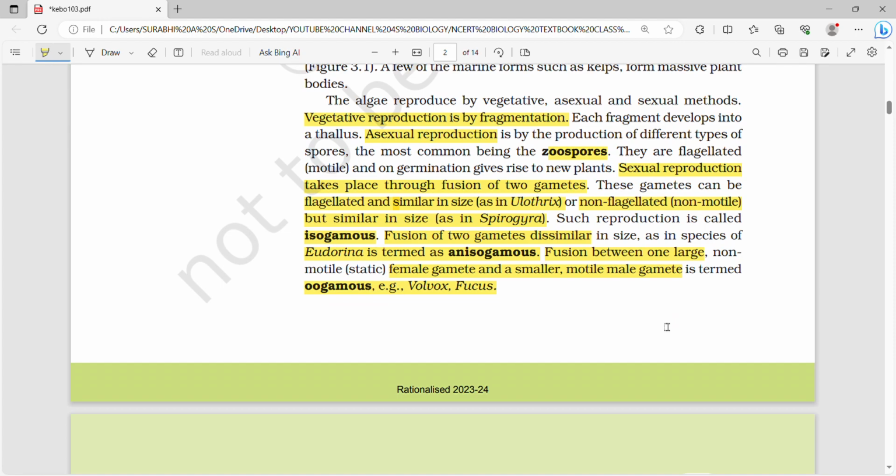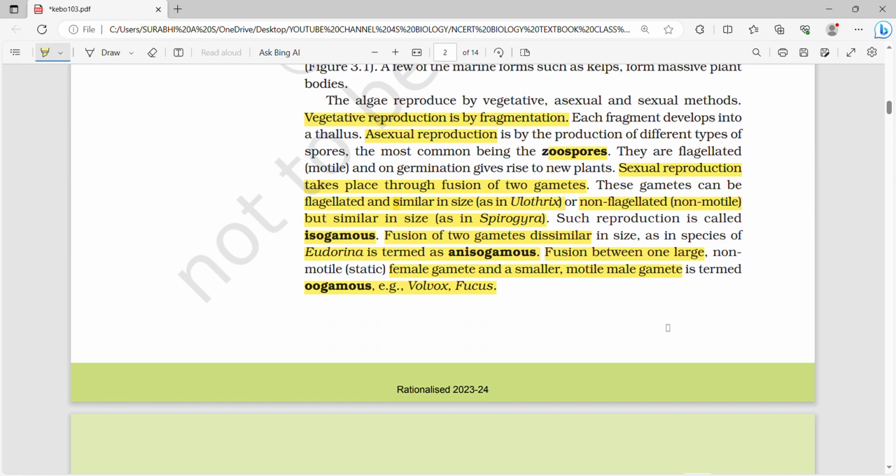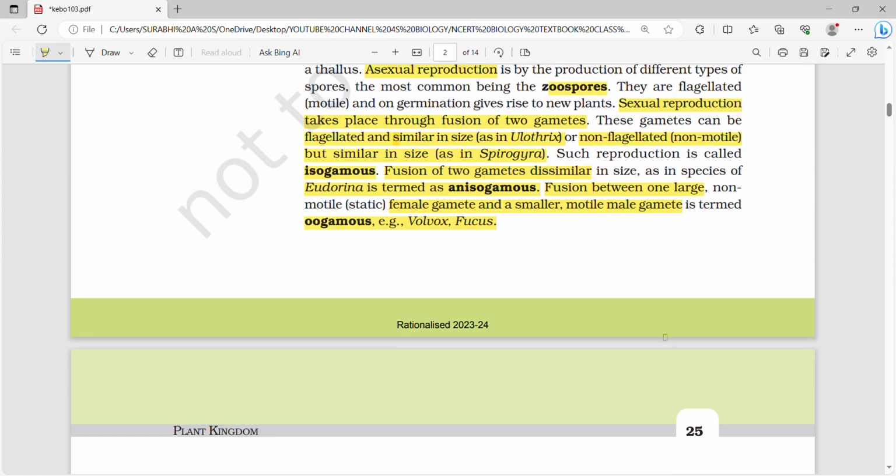Then vegetative reproduction is by fragmentation, asexual reproduction is by zoospores, and sexual reproduction is by fusion of two gametes. This is important. These gametes can be flagellated and similar in size. Flagellated similar in size is Ulothrix, non-flagellated similar in size is Spirogyra, and this is called isogamous. When dissimilar size gametes fuse, that is called anisogamous, and the fusion between one large female gamete and a small male gamete is called oogamous. The examples are Volvox and Fucus. How do you remember? 2O, 2O and 2U.